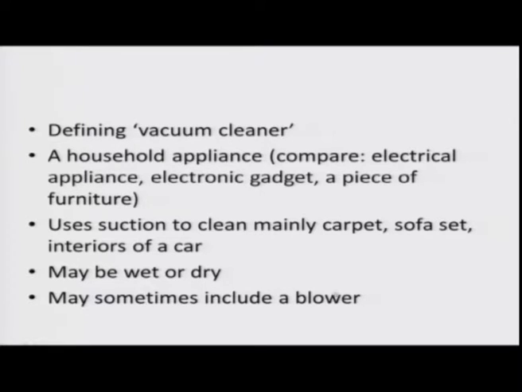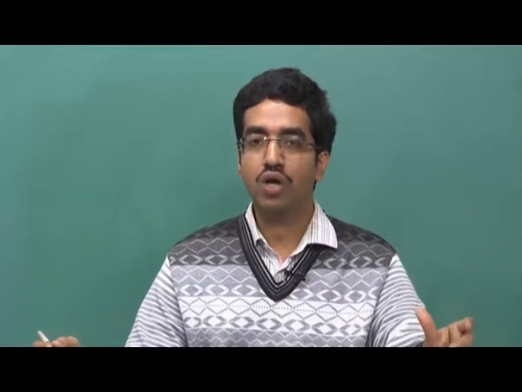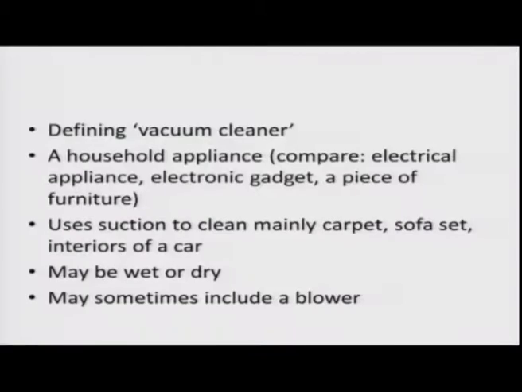Then there are some other features also. A vacuum cleaner may be wet or dry. It may sometimes include a blower as well. But since these two are additional details, you can define a vacuum cleaner mainly on the basis of points number 1 and 2. So, you can say that a vacuum cleaner is a household appliance which uses suction to clean mainly carpet, sofa set or interiors of a car. That is the kind of definition you have come up with for a vacuum cleaner.